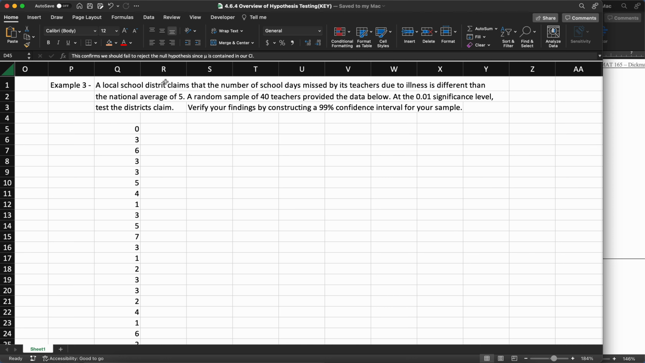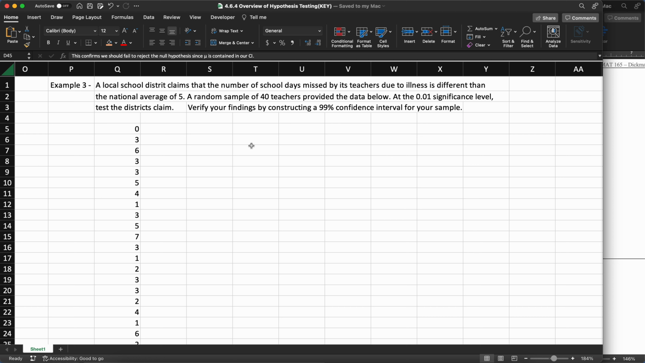So we have a local school district that claims that the number of school days missed by its teachers due to illness is different than the national average of 5. A random sample of 40 teachers provided the data that we have here below. At the 0.01 significance level, test the district's claim. Then we're going to verify our findings by constructing a 99% confidence interval for our sample.